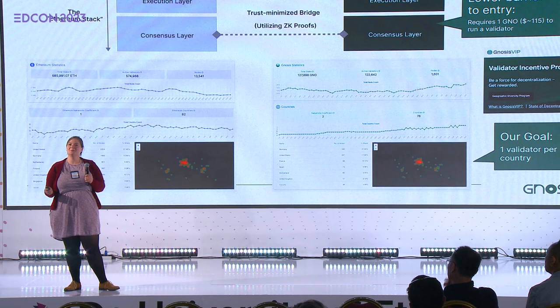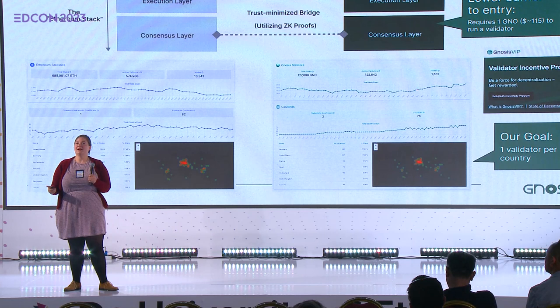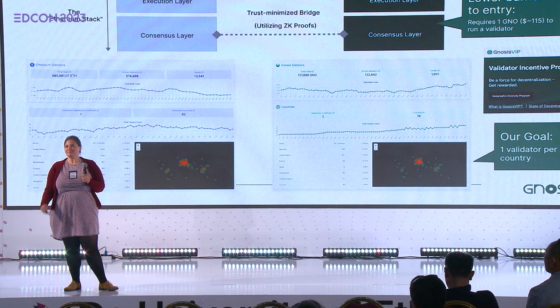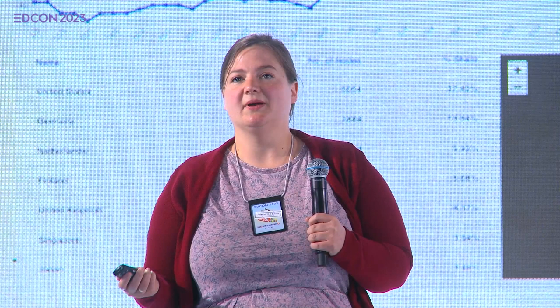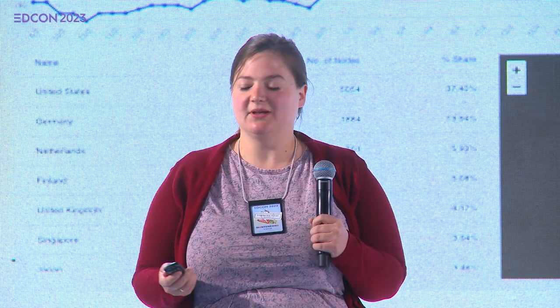First of all, the capital requirements are much lower. On Ethereum, you need 32 ETH, which is in excess of $50,000. On Gnosis chain, you need one GNO, that's $100. You can run it on almost any hardware that you don't switch off.